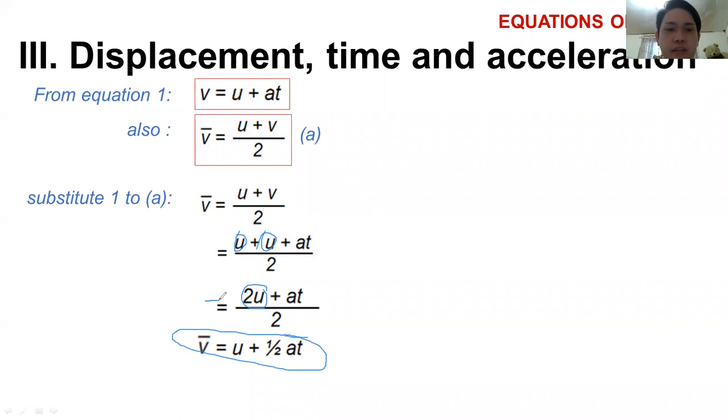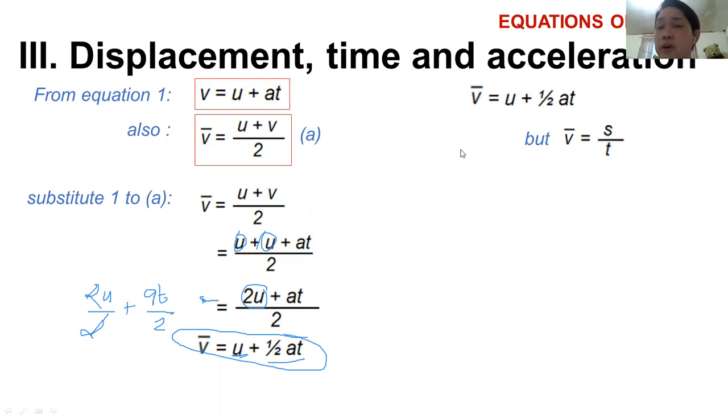How did we get it? We can have it as 2U over 2 plus AT over 2. We can just cancel it out. That's why we have U, then plus AT over 2, or can be written as 1/2 AT. Okay, so now we are not yet done. Again, we are trying to derive equation 3, which is the equation for displacement. After that, we got the one that I encircled: V is equal to U plus 1/2 AT.